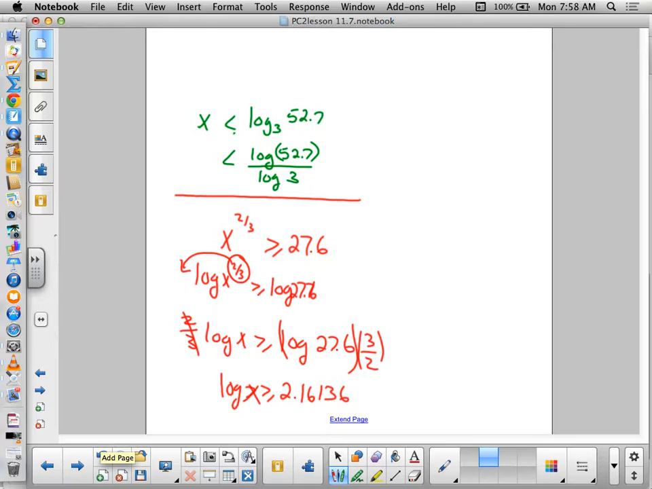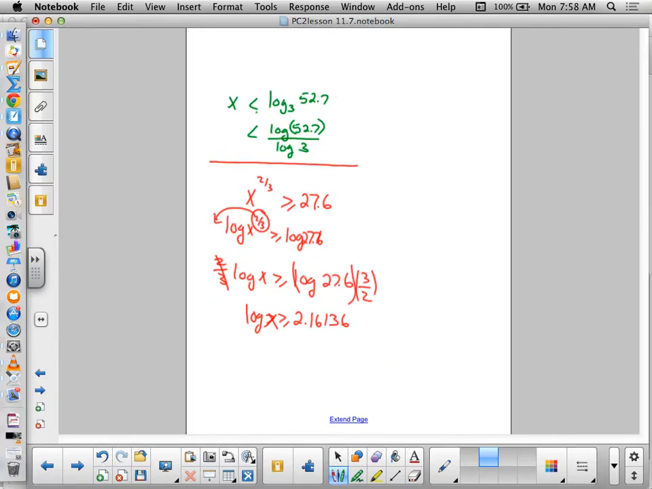Now, I need to find X, so I do the inverse function of log, which is 10 to the X power. So I take 10 to both these powers. 10 to the log X just equals X, which is 10 to the 2.16136 power. So 10 to the 2.16136 power gives me essentially 145, 144.997. And that should be my answer. I'm sorry, I lost my inequality. I have a tendency to do that. I always have to double check that. X is greater than or equal to 145.